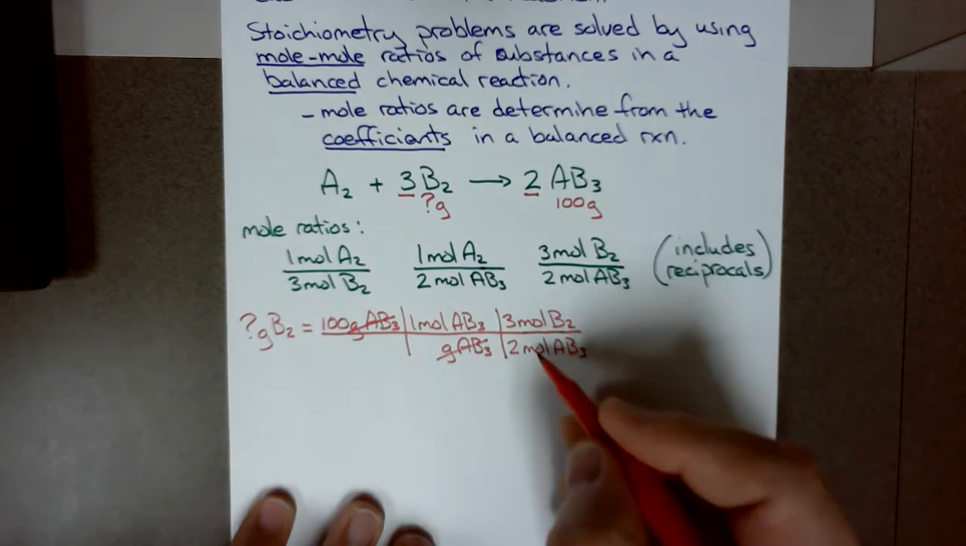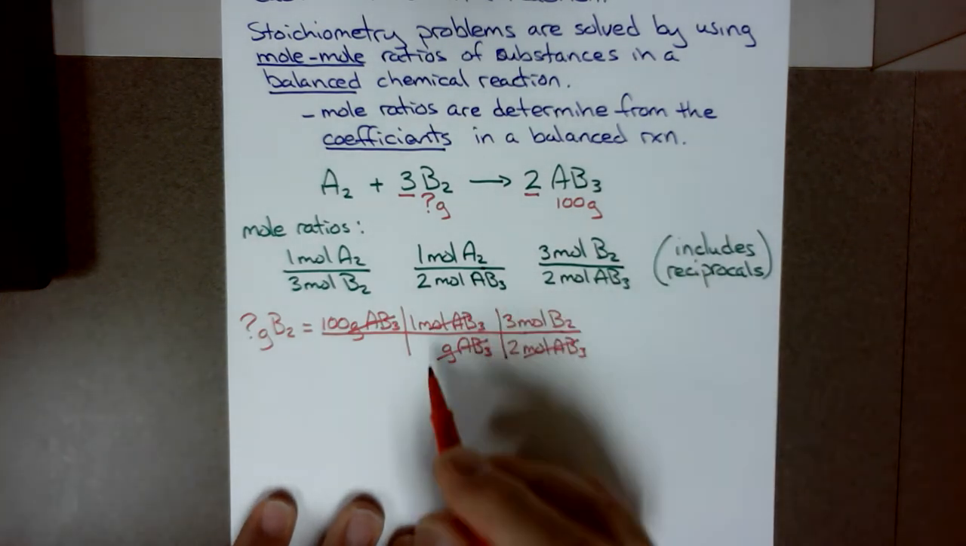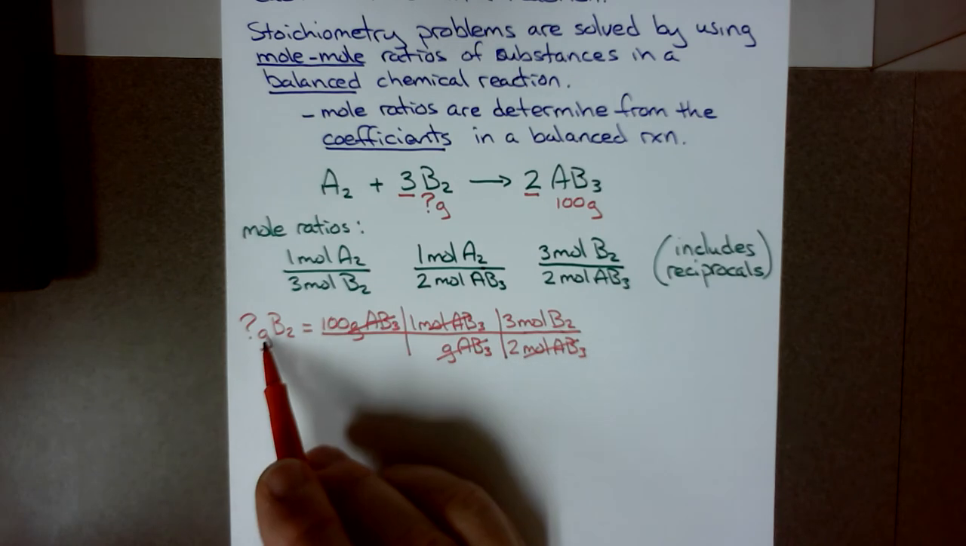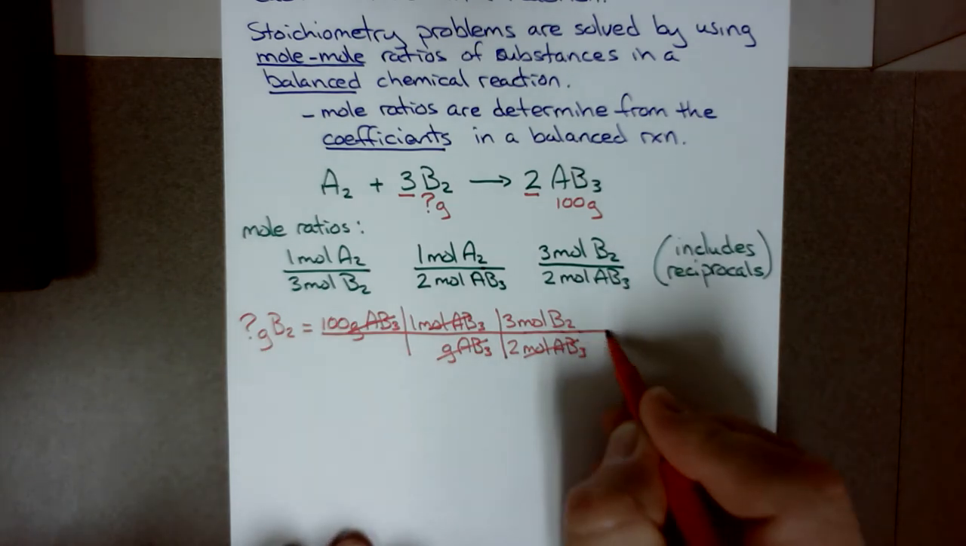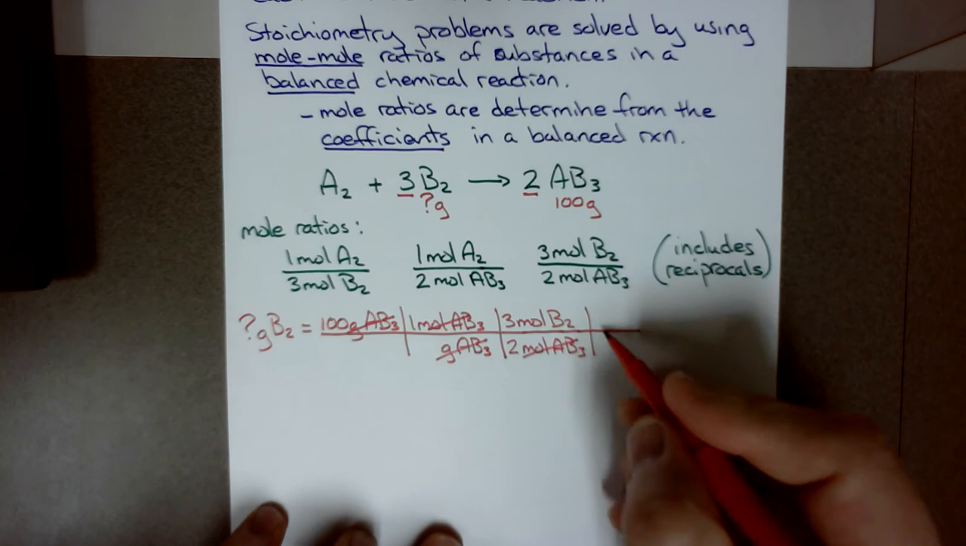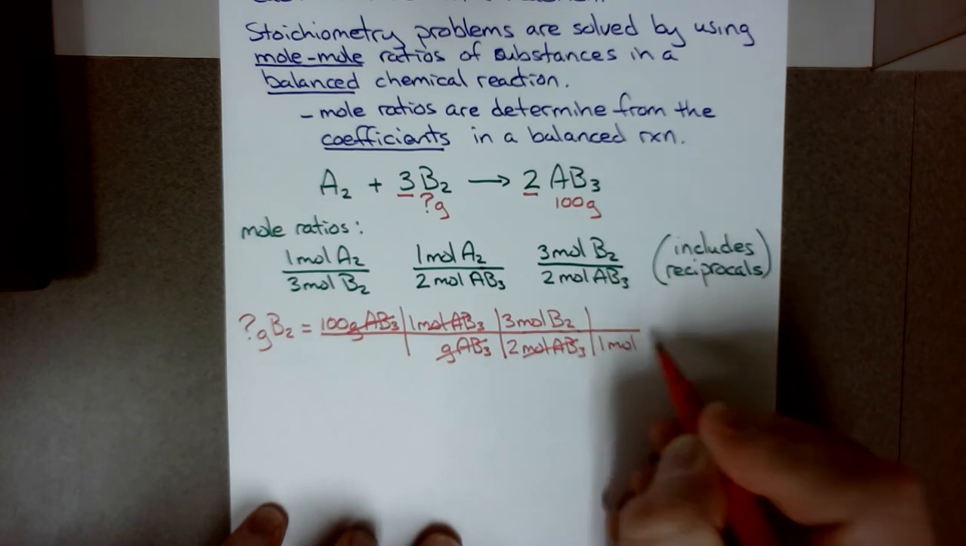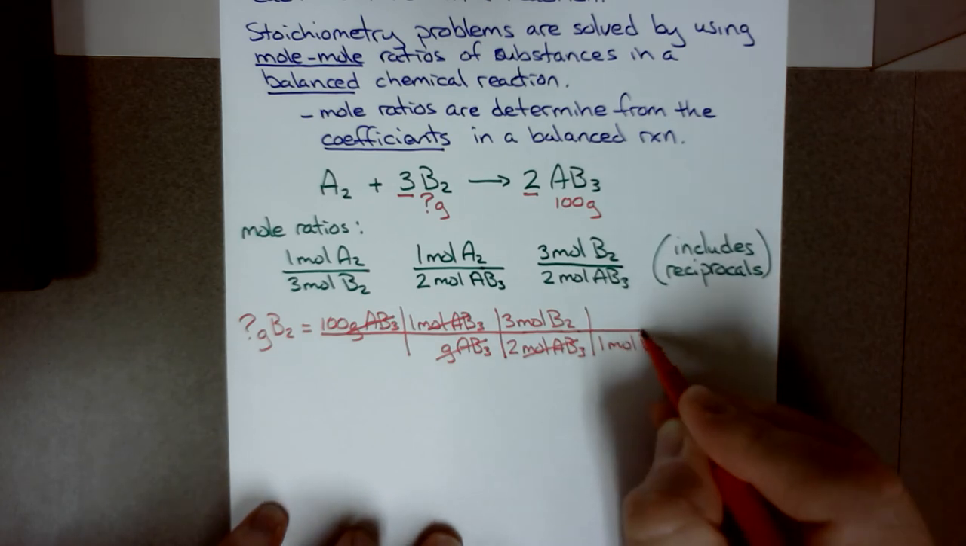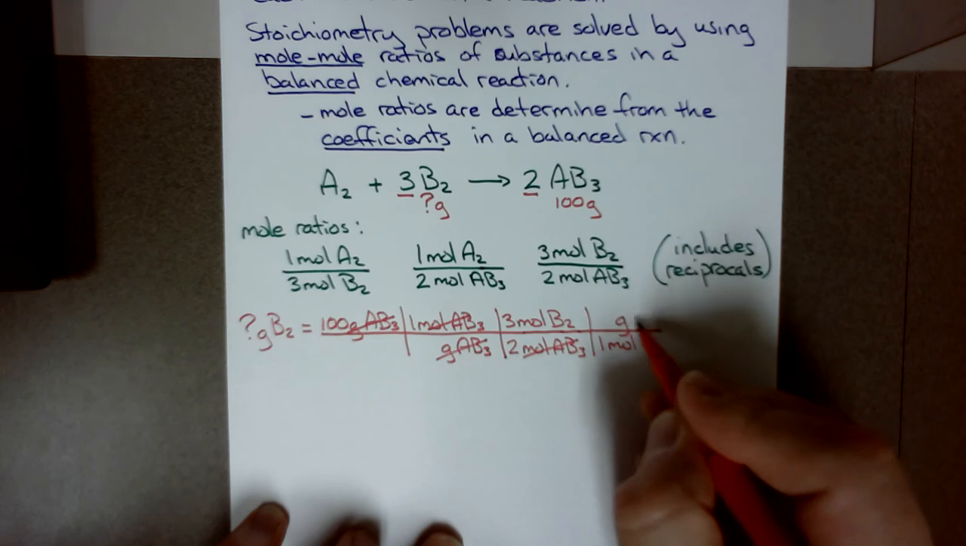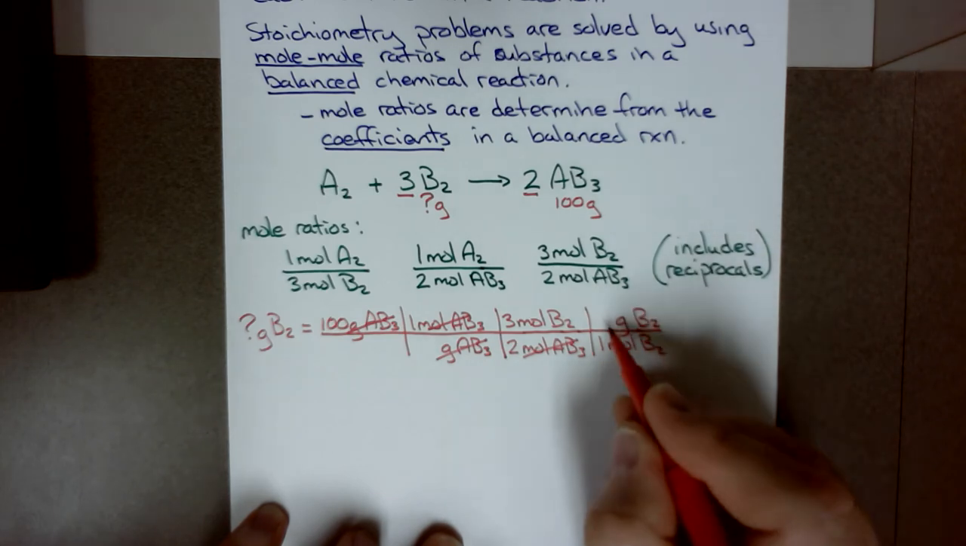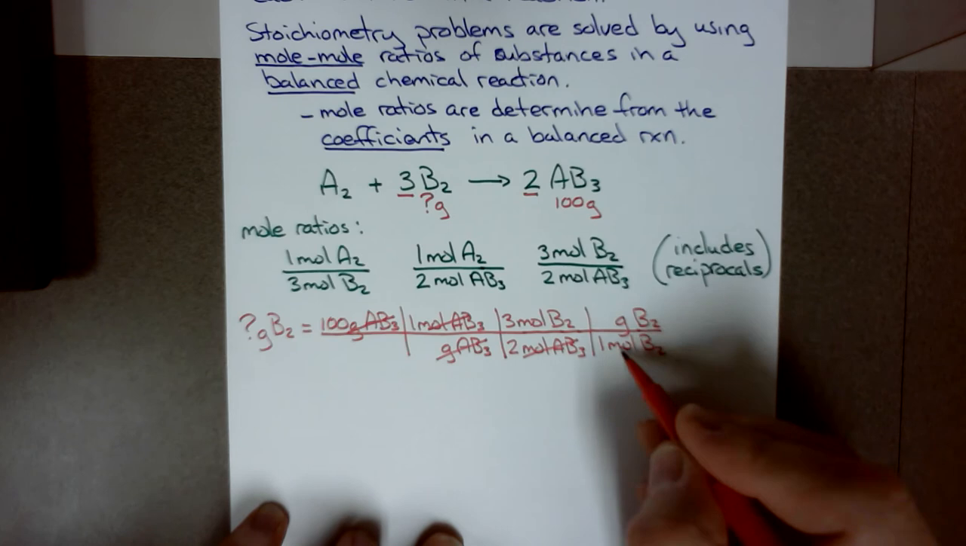So now that cancels. I don't want moles of B2, I want grams. So I have to go one more step, and I'm going to use molar mass. So 1 mole of B2 is so many grams of B2. Now remember, we made this up, so I don't have a value to put here, but it's all about the units.